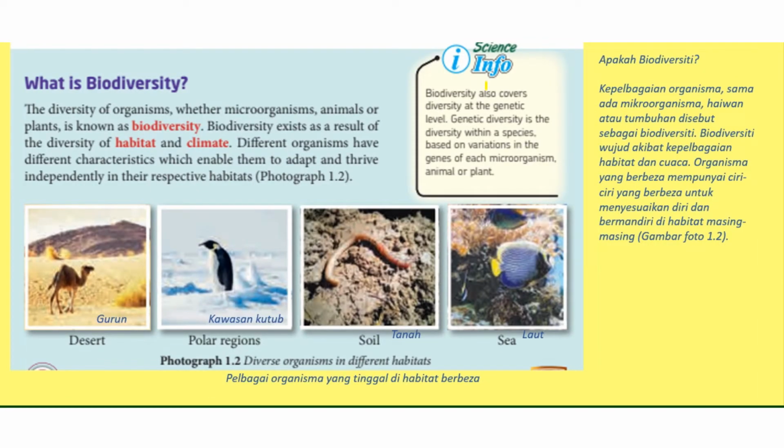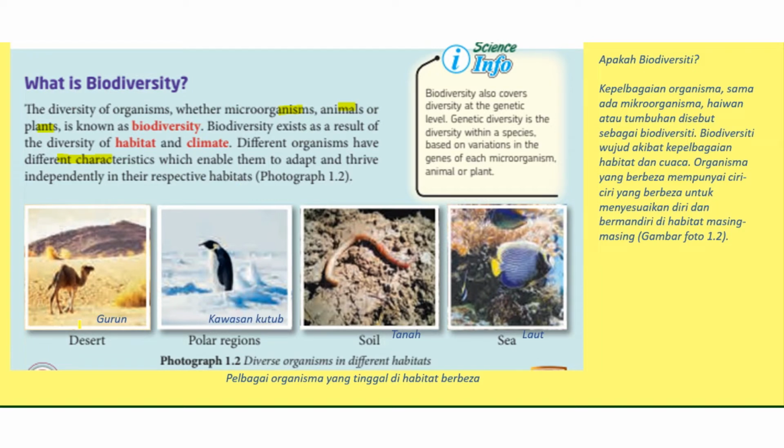What is biodiversity? The diversity of organisms, whether microorganisms, animals or plants, is known as biodiversity. Biodiversity exists as a result of the diversity of habitat and climate. Different organisms have different characteristics, which enable them to adapt and thrive independently in their respective habitats.